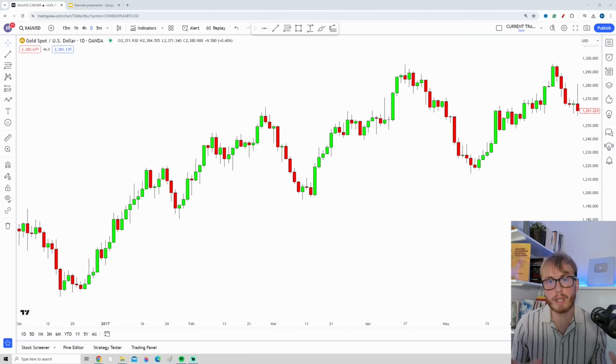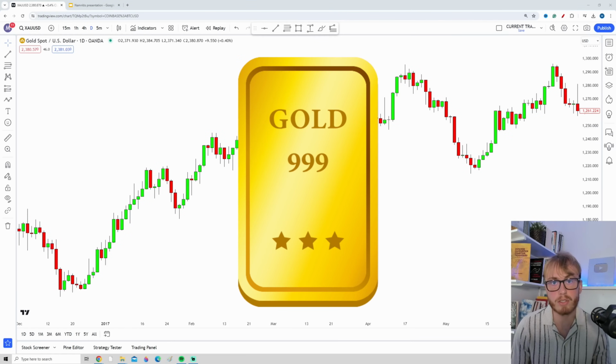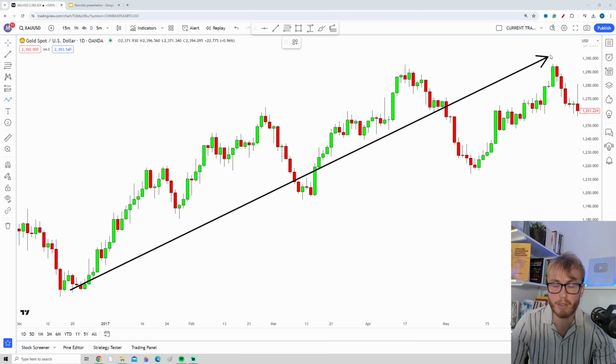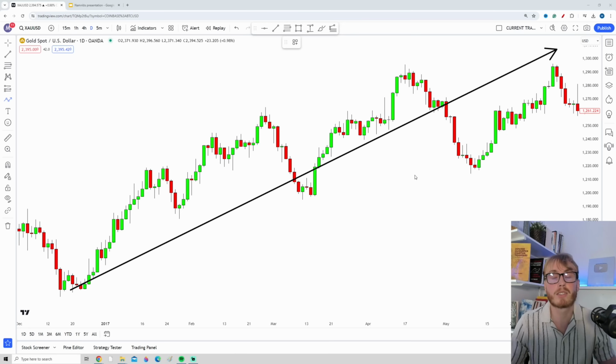All right, so right now we're looking at a gold chart on the daily time frame. And when you look at this chart, would you say that the price is in an uptrend, downtrend, or that we are in no trend at all? Well, it's pretty easy to say, duh, the price is obviously going up here, so we have to be in an uptrend. And if you guessed that this was an uptrend, you were actually correct.